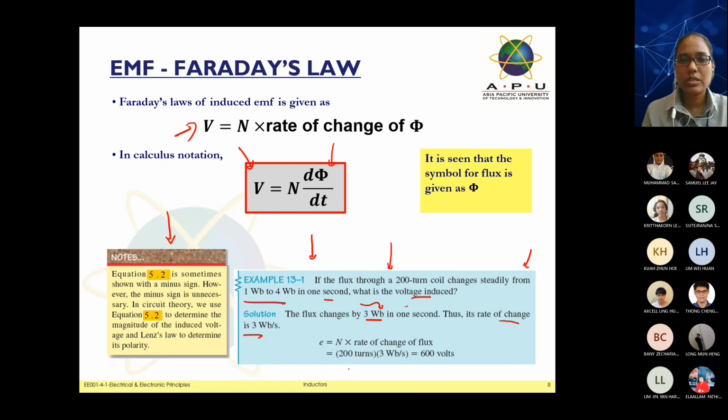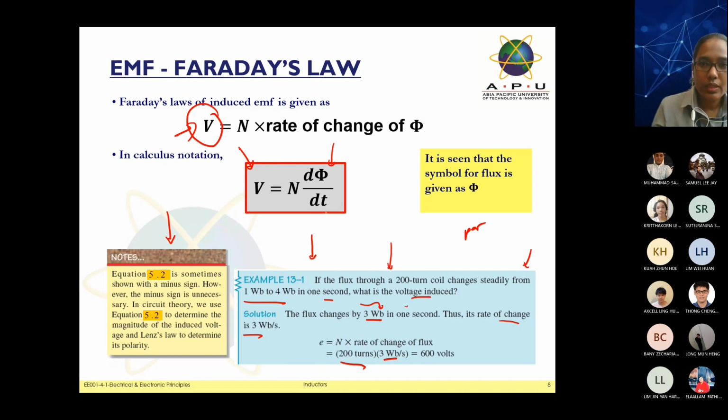So you just substitute in the equation. You have 200 turns times the changes of the time. How much is it? Sorry, not the changes of the time, the changes of your flux. How much is it? It's 3. But take note, based on your time too, per second. They already informed you it is per second, 1 second. So per second means 1 second, which equals 600 volts. So from here you can identify how much voltage is induced in your circuit.